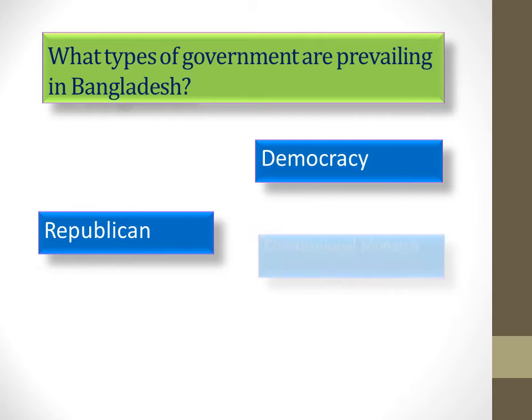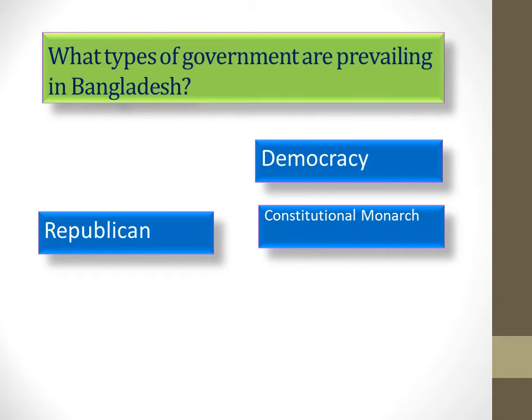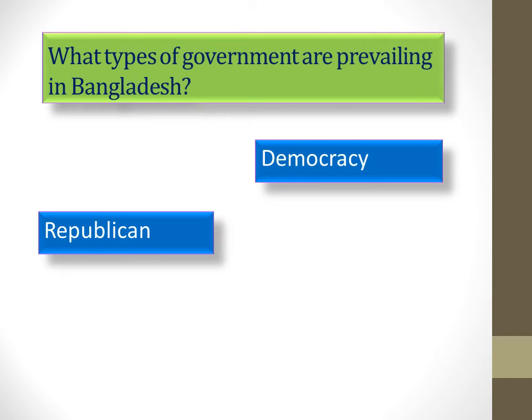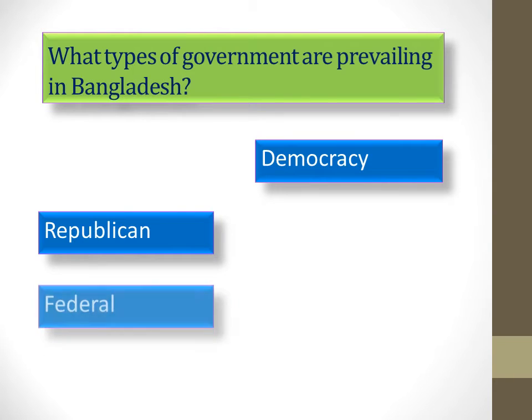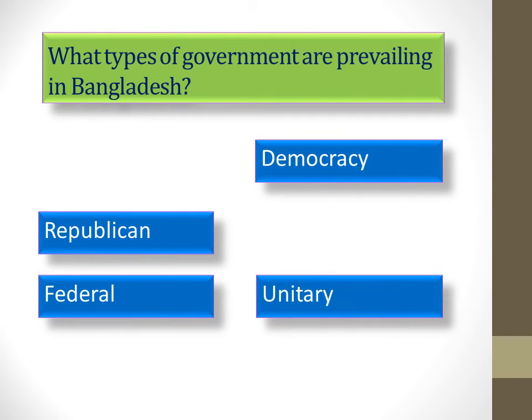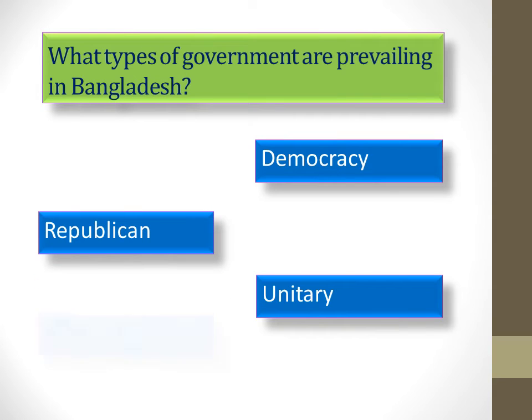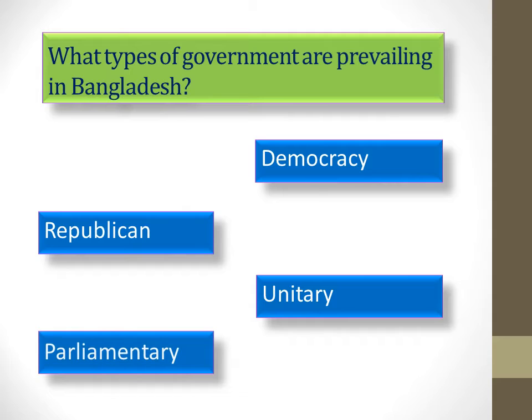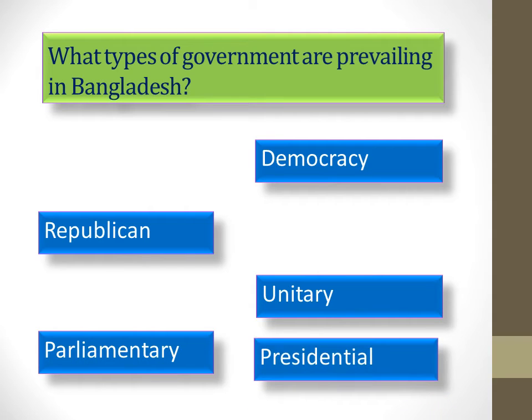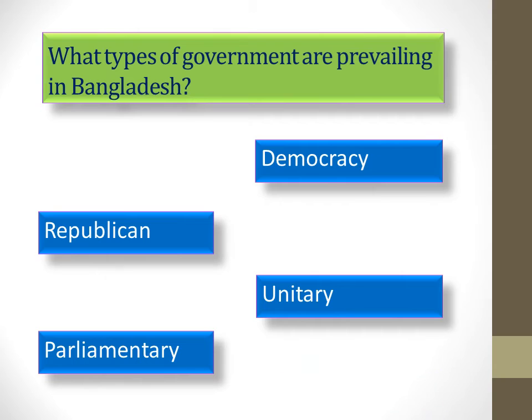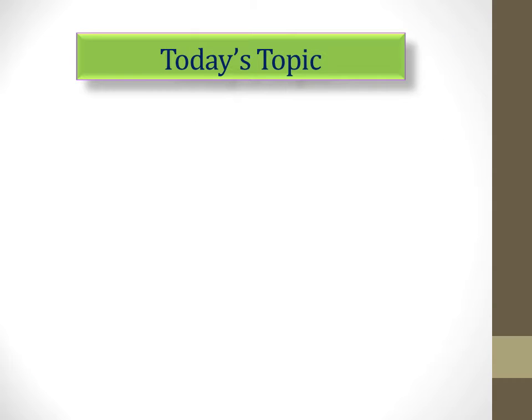Again, republican or constitutional monarch? Republican government is prevailing. Federal or unitary? Yes, unitary. Parliamentary form of government or presidential? Parliamentary form of government. Very good, students.